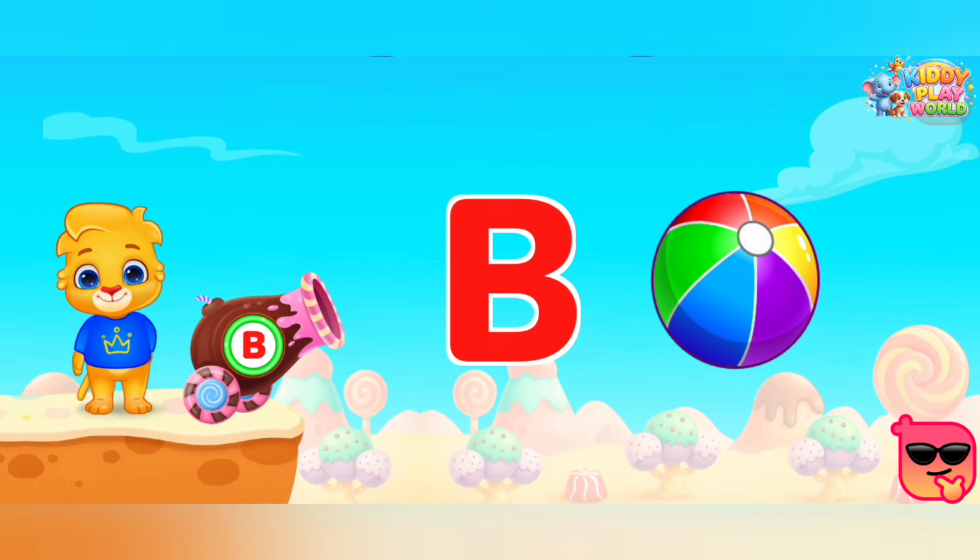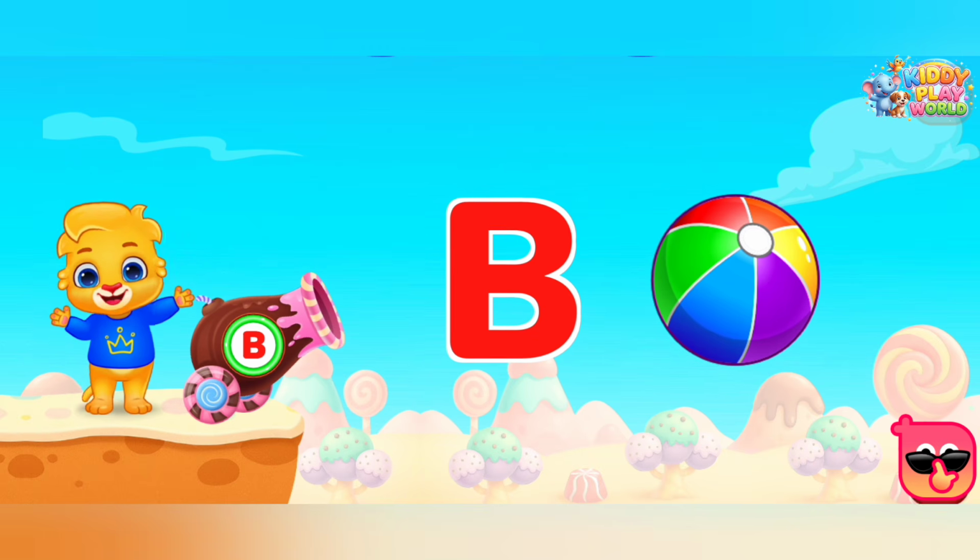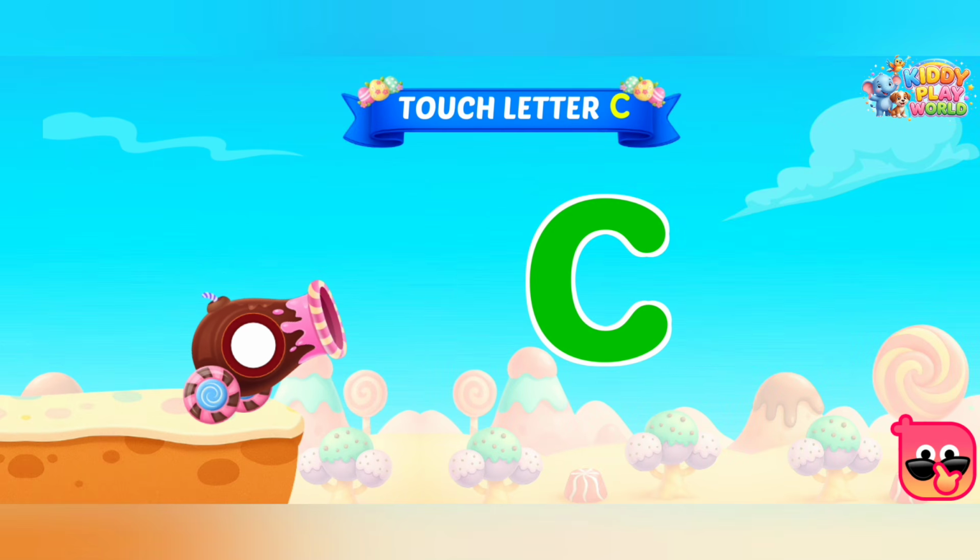B is for ball. Ba, ba, ba. Cannons, let's collect all the letter C.